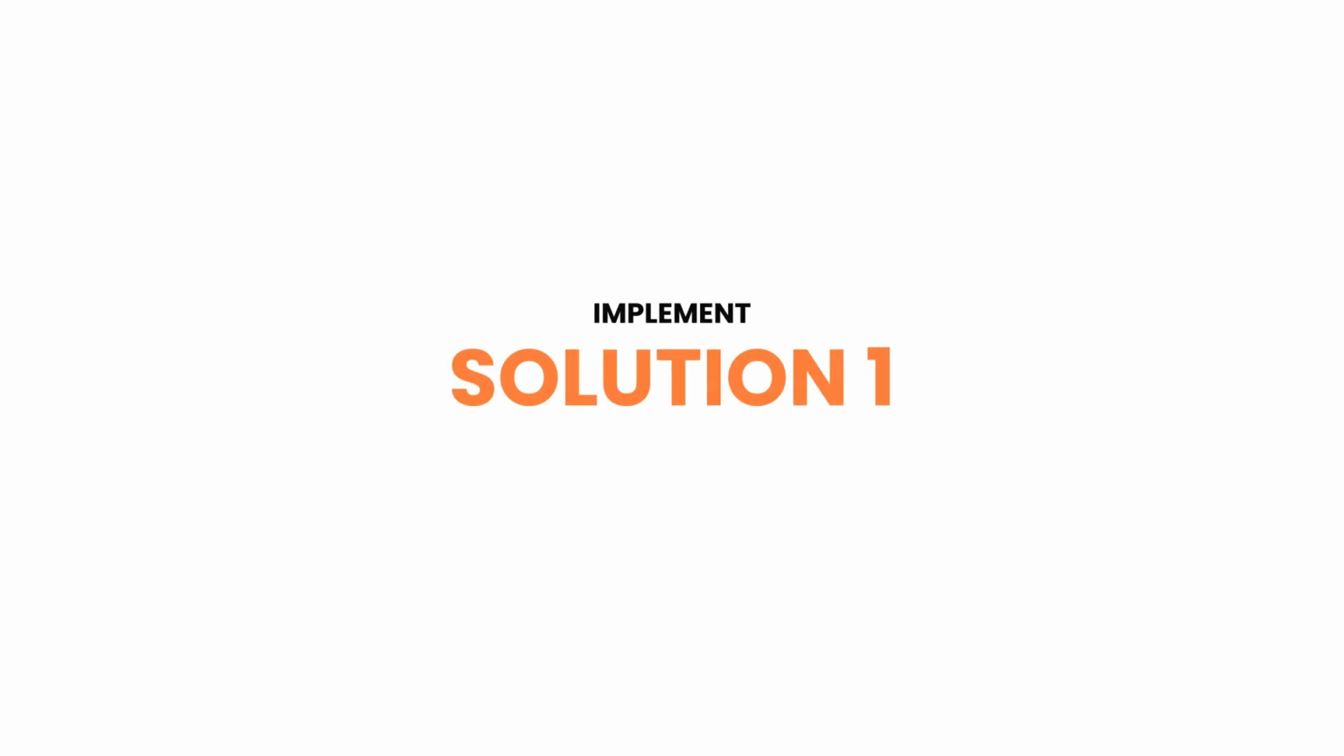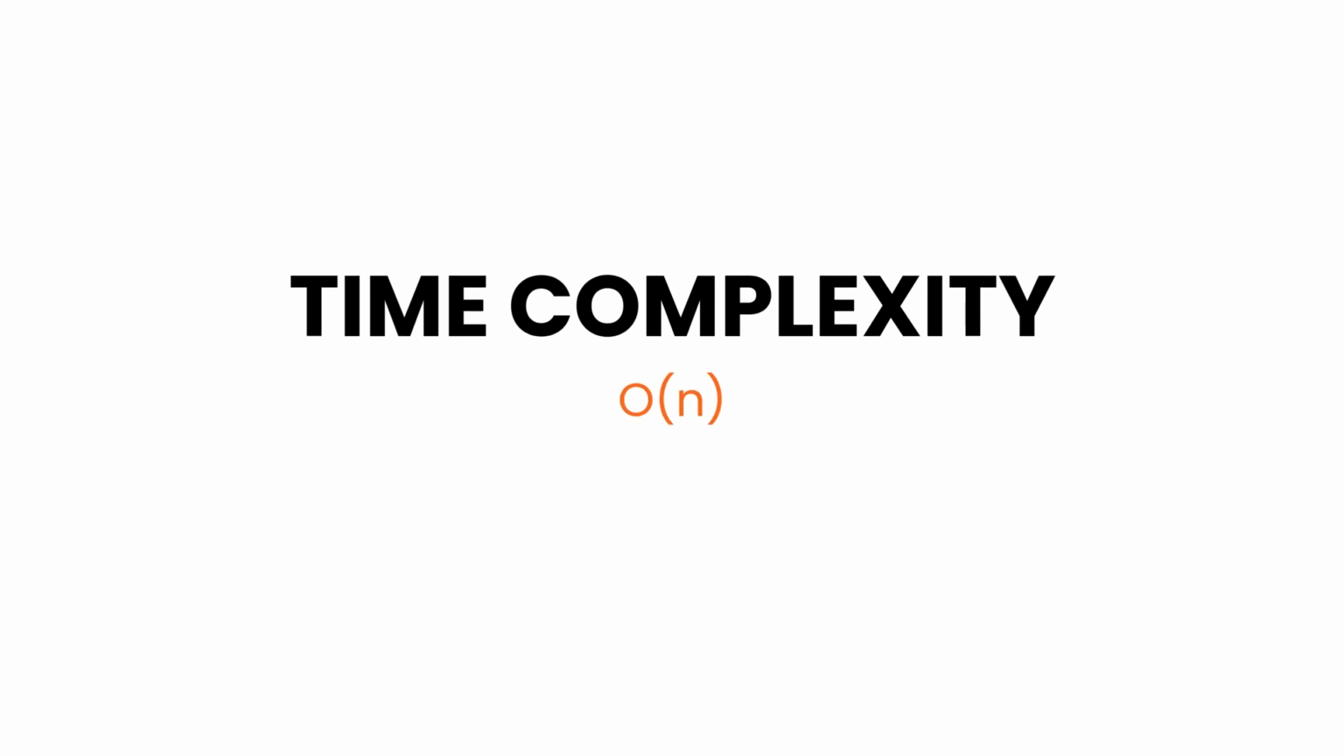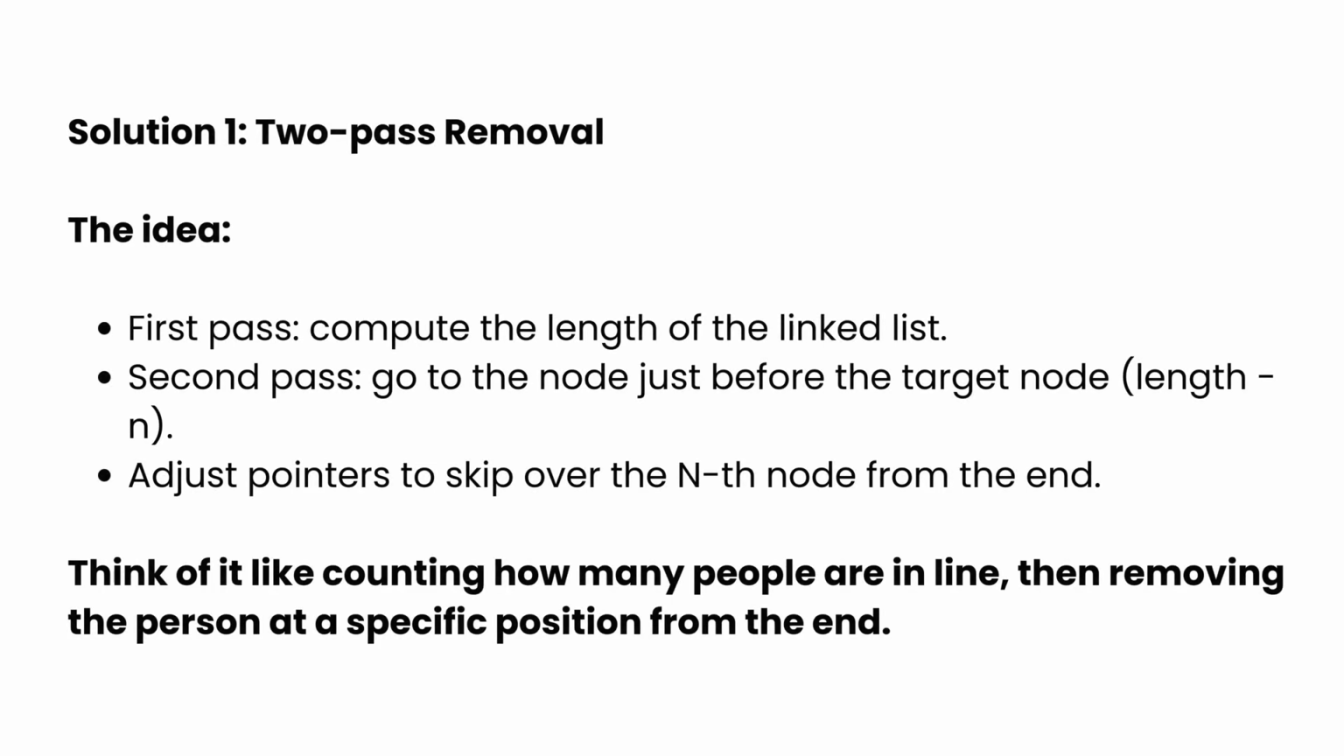Now let's solve solution 1, removing the nth from the end of a linked list using a 2-pass approach. We'll see how to compute the length first, then remove the target node step by step. Time complexity is O(n), where n is the number of nodes in the linked list. We traverse the list twice, once to count nodes, once to remove the target.